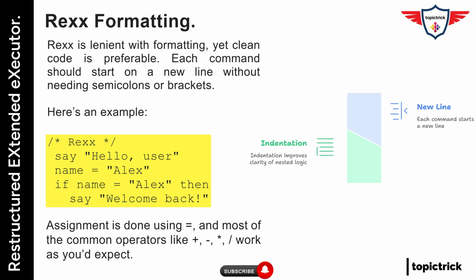And when using functions, don't forget the parentheses. Even if the function doesn't take any arguments, you still need to include empty parentheses. For example, today equals date open and close parentheses. That grabs the current date and stores it in the variable. The bottom line here, keep it clean, keep it simple. With Rexx, readability is everything, and following these basics ensures your script is solid.